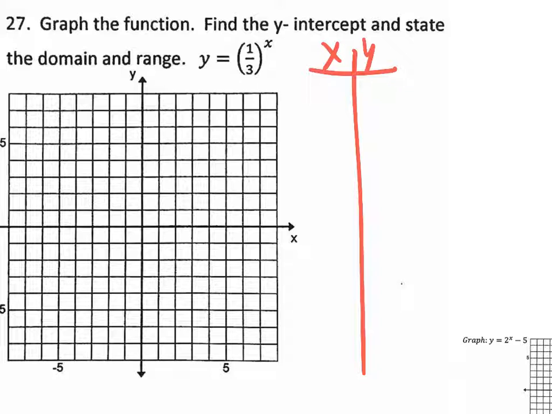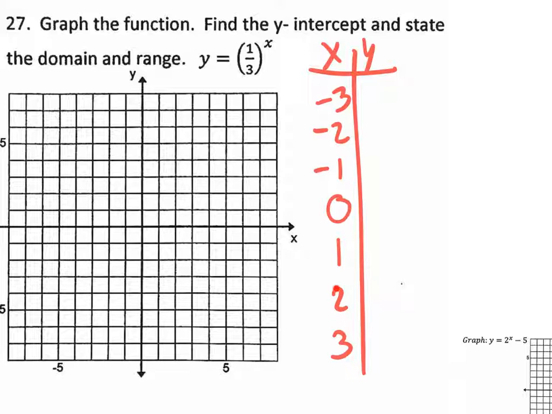And you want to plug in nice numbers like 0, 1, 2, maybe 3, and also backwards, -1, -2, -3. And I put it in order, that way we could see a pattern, or we could use the growth or decay factor, which is the base value of 1/3, to get from one output to the next.